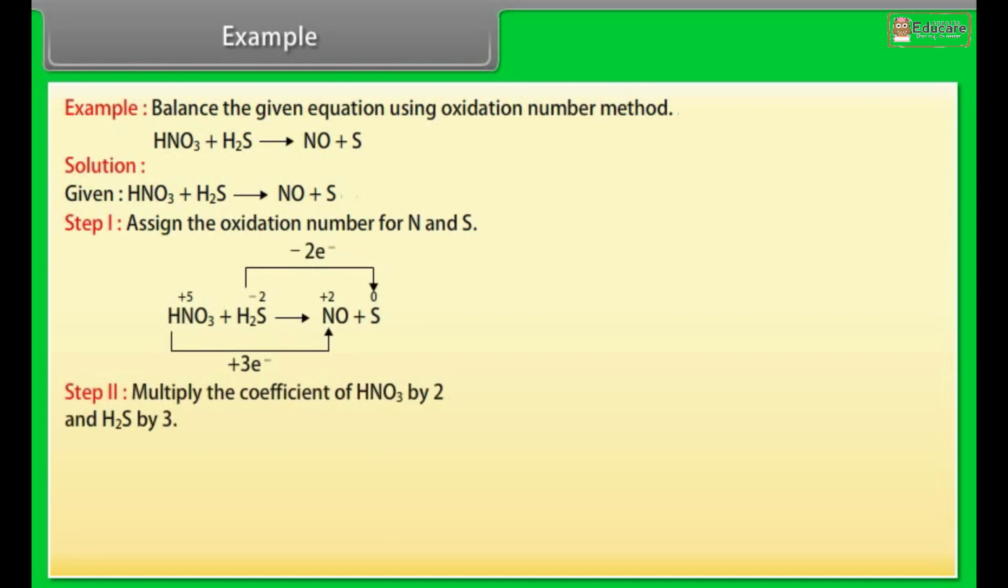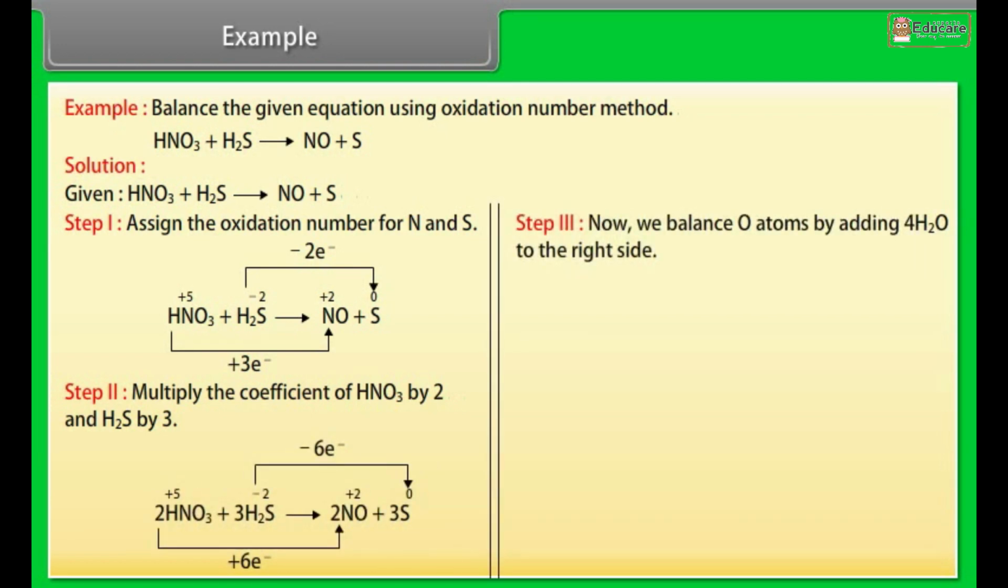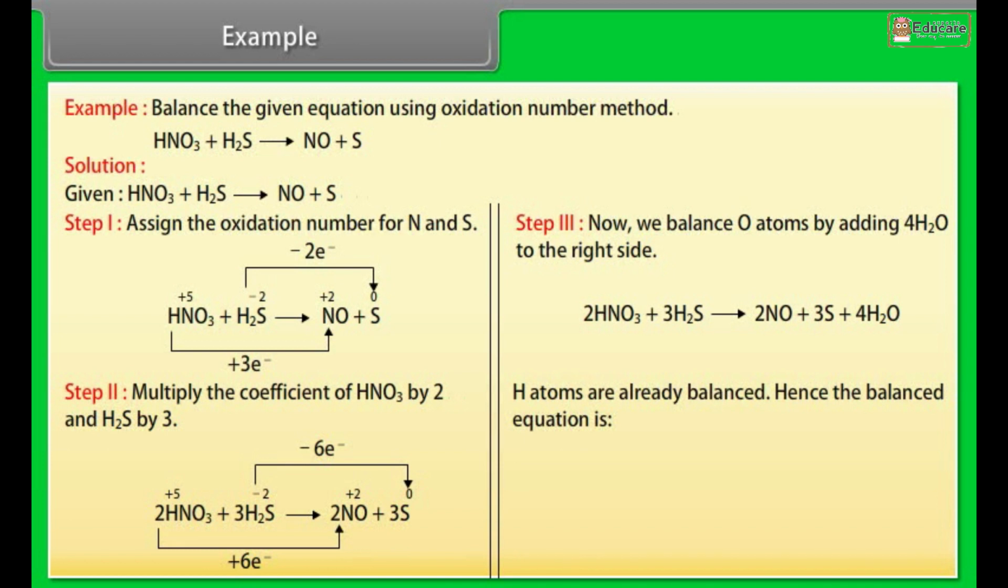Step 2: now multiply the coefficient of HNO3 by 2 and H2S by 3. Step 3: now we balance the O atoms by adding 4H2O to the right side. H atoms are already balanced, hence the balanced equation is 2HNO3 plus 3H2S gives 2NO plus 3S plus 4H2O.